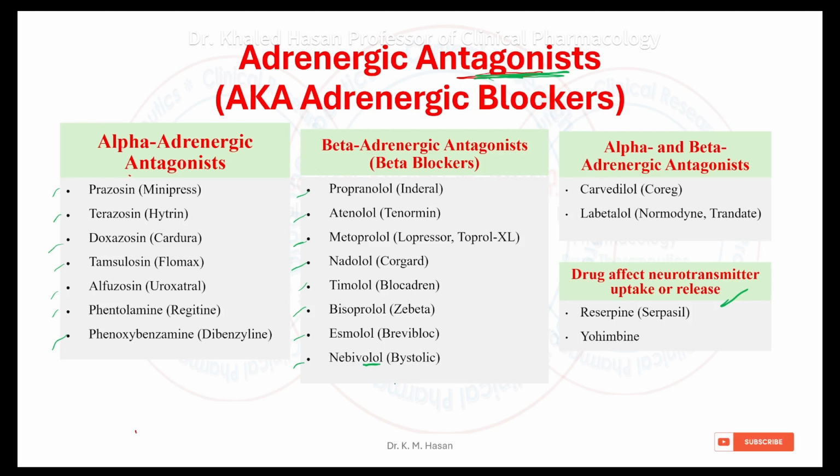We have another category we are going to speak about later on, another classification for beta blockers. Moving to another group, alpha and beta blockers, medication that blocks alpha and beta together. We have two medications, carvedilol (Coreg) and labetalol (Trandate). What about medication that affects neurotransmitter uptake and release? We have reserpine and yohimbine. These two medications affect neurotransmitter uptake and release.